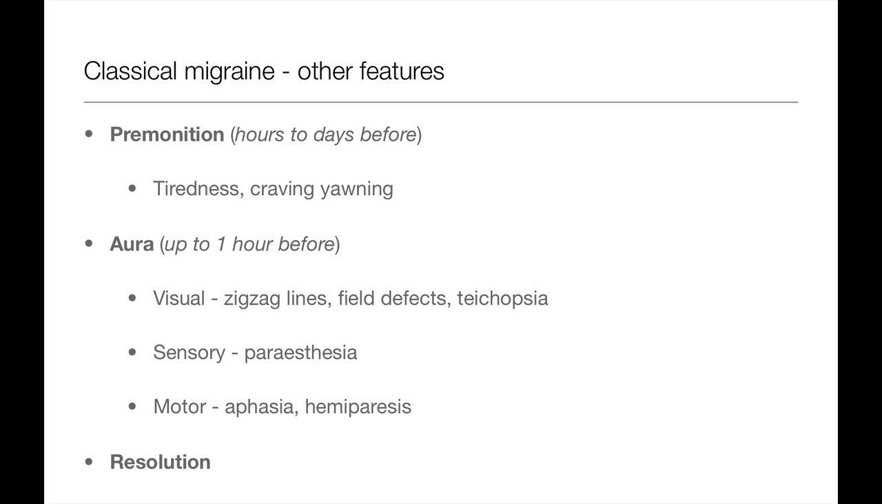Sensory features include spreading paresthesia in the legs, arms and face most commonly. Lastly, and perhaps most rarely, one can also see motor features such as aphasia and hemiparesis. And then finally, in classical migraine, there's often a resolution phase where patients describe feeling excessively tired.